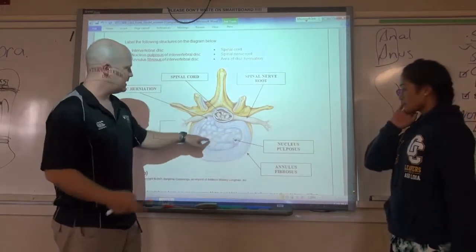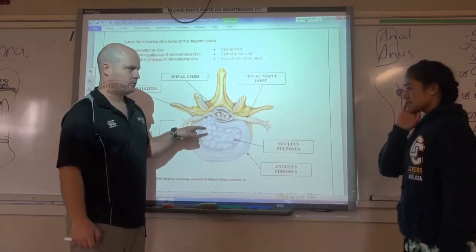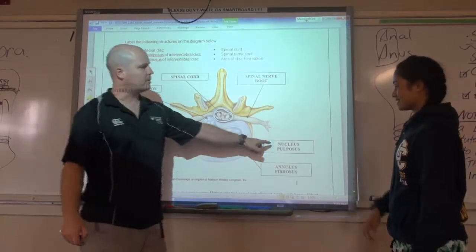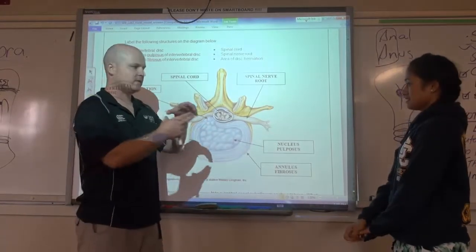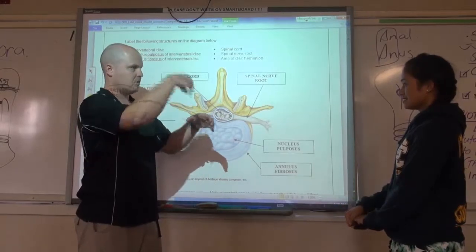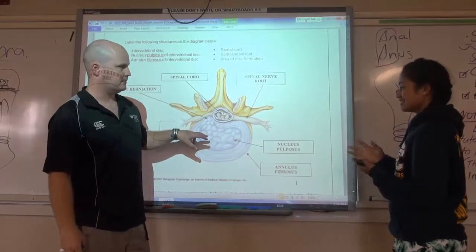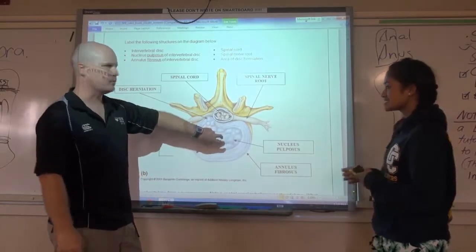And then the stuff on the inside of the disc is nucleus pulposus. Nucleus, because where's the nucleus of a cell? Good, in the middle. And then pulposus, because it's jelly and squishy. It's all jelly and squishy.